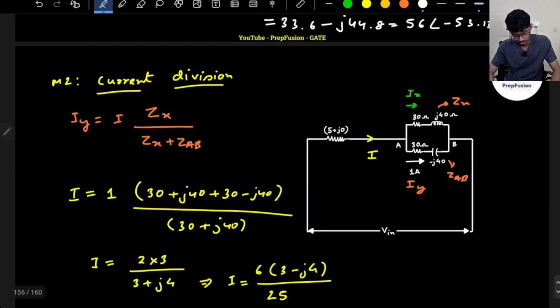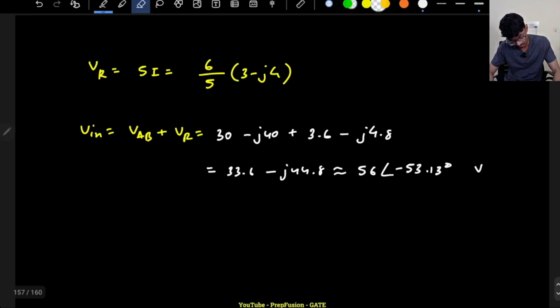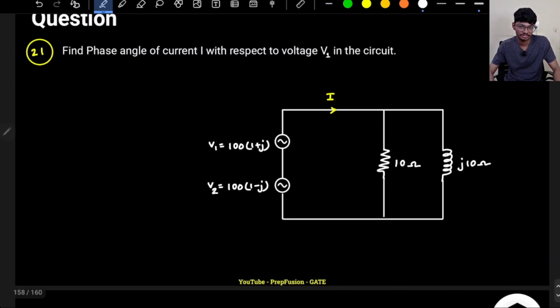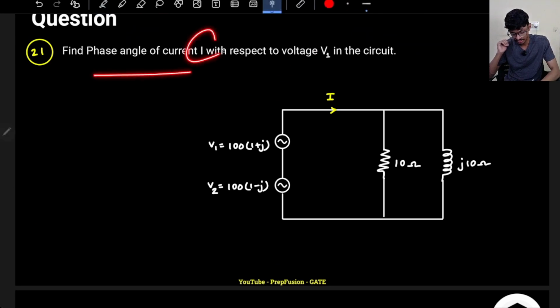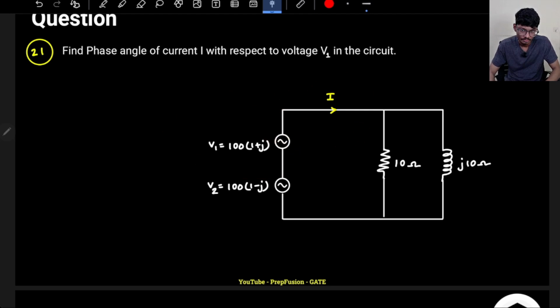Okay. So yeah, the answer to this question is 56 angle minus 53.13. So let's move on to the last question of this whole chapter. We have to find the phase angle of current I with respect to the voltage V1. With respect to voltage V1, what will be the phase angle of I?